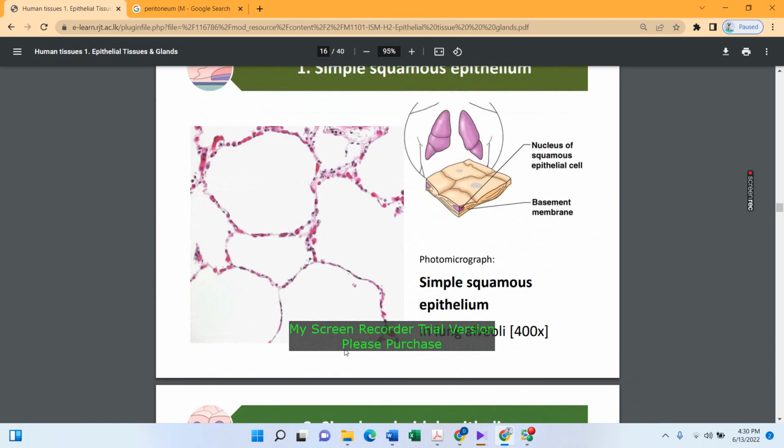So this is the histological diagram of this. This is what you will be presented with. What I have to figure out here is that this simple squamous epithelium, these are the cells. These are the simple squamous epithelial cells. This is in lung alveoli. These dotted pink things are the cells, right?